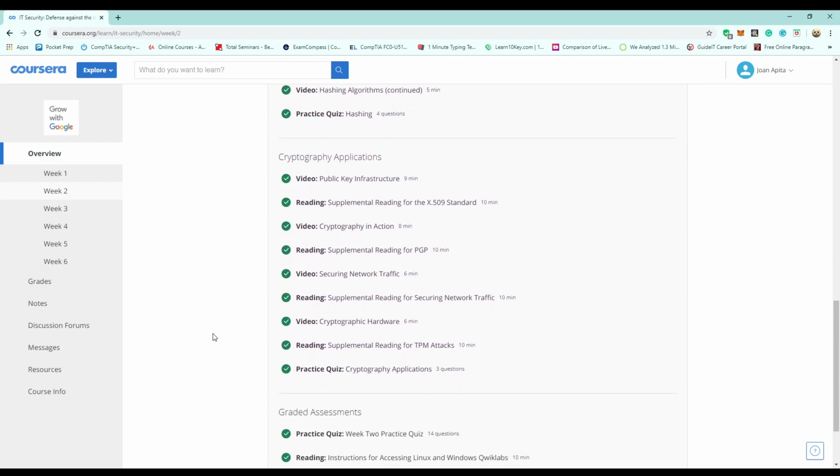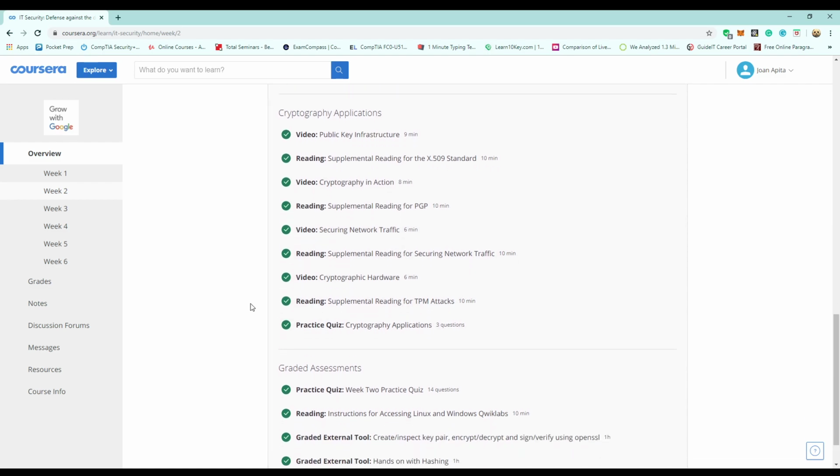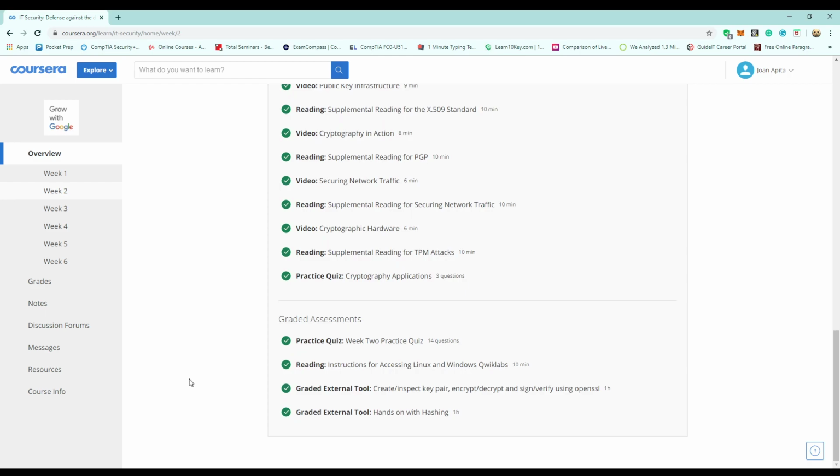Now after that, in week two, public key PKI. Now I understand that one. And this one is X.509. I understand cryptography in action, supplemental reading, PGP, pretty good. Secure network traffic, supplemental reading, cryptographic hardware like TPM attack, everything. Then after that, there's a graded assignment in week two, and you need to pass everything.